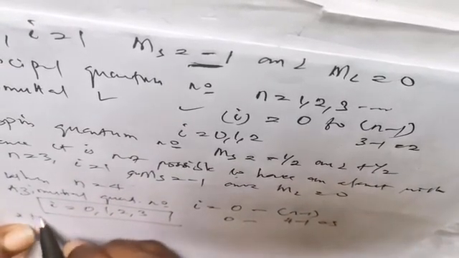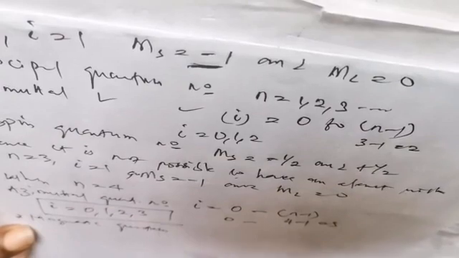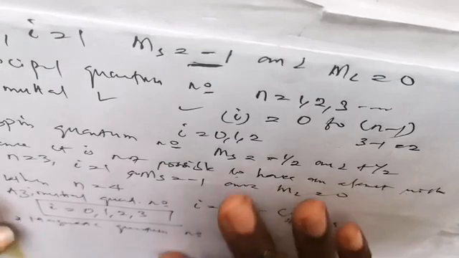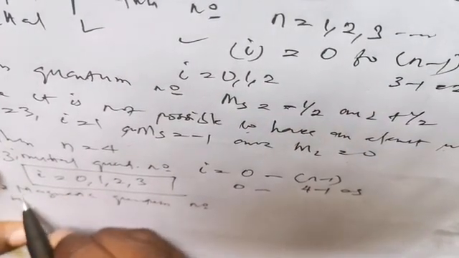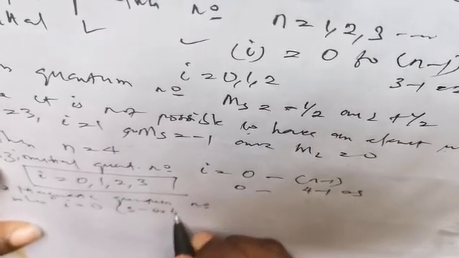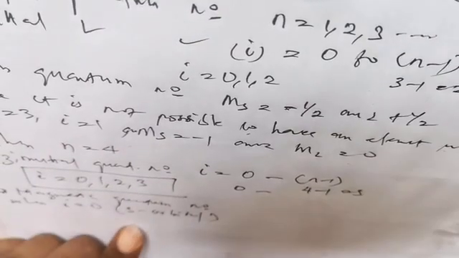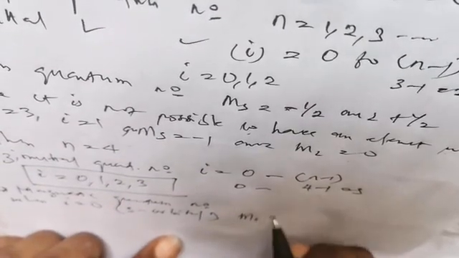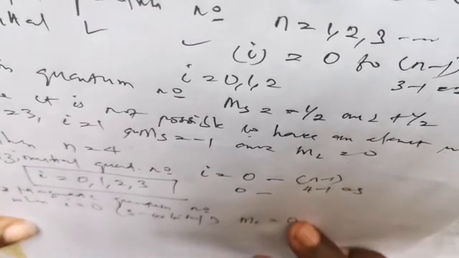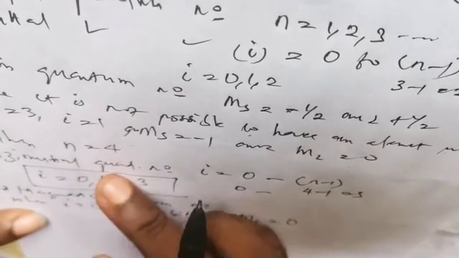Let's talk about the magnetic quantum number. The magnetic quantum number actually depends on the values of the azimuthal quantum number. When l is equal to 0, this is the s orbital, and ml is equal to 0. Now we have 0, 1, 2, 3 values for the azimuthal quantum number, so we have to find all the magnetic quantum numbers for each of them. So when l is equal to 0, we have ml equal to 0.